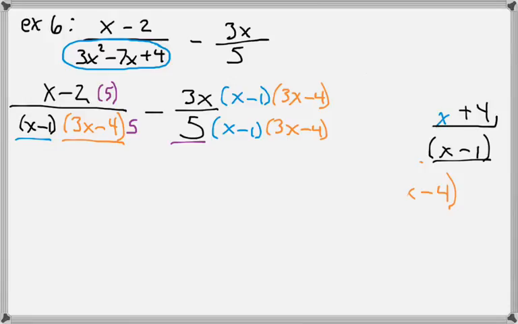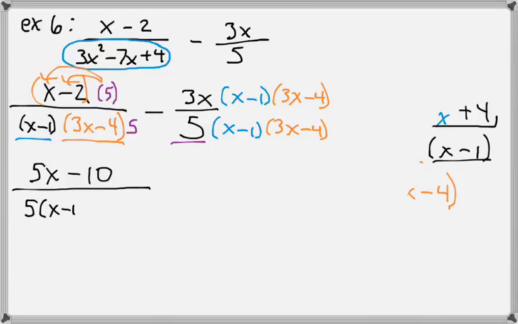So now I can go ahead and make our distribution in the numerator. I have a 5 times an x minus 2. So I'm going to go ahead and distribute that to both pieces. That's going to give me a 5x minus 10. And that is all over our denominator of a 5, an x minus 1, and a 3x minus 4.